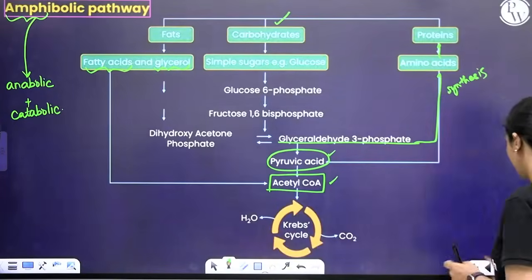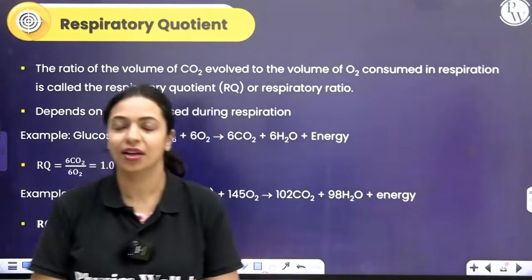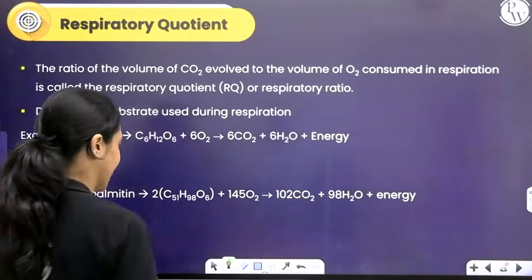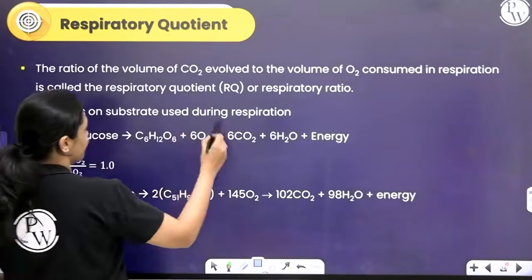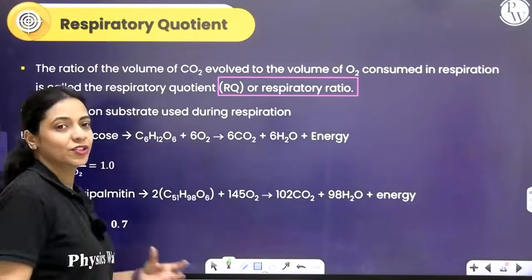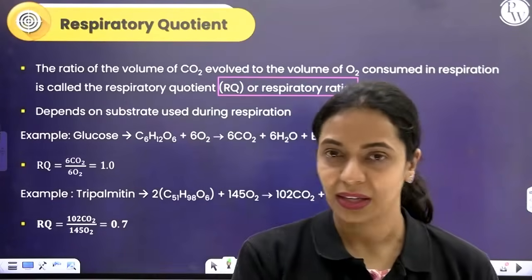All right, now let's move to the last part of the chapter, which is respiratory quotient. Respiratory quotient is abbreviated as RQ. It is also called the respiratory ratio sometimes. Okay. So how much RQ is depends on what is the substrate that is being respired.